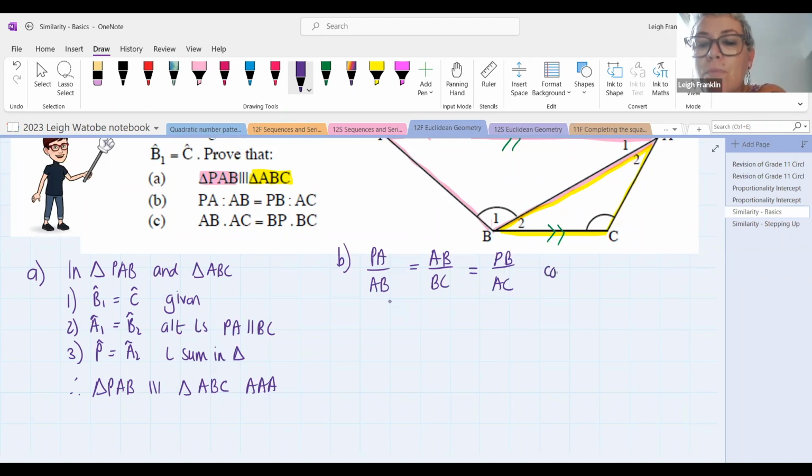Corresponding sides in proportion. You guys are just amazing. Excellent. I'm so excited. Well done. Okay, and now, what did you do next? Since they wanted the size of PA over AB, I said PA over AB is equal to PB over AC.